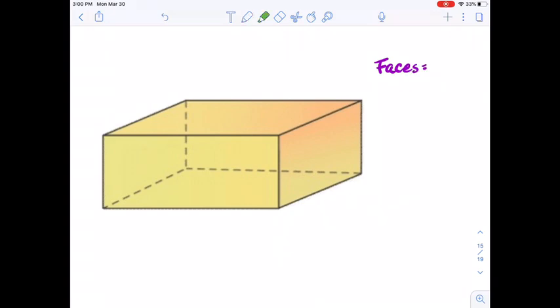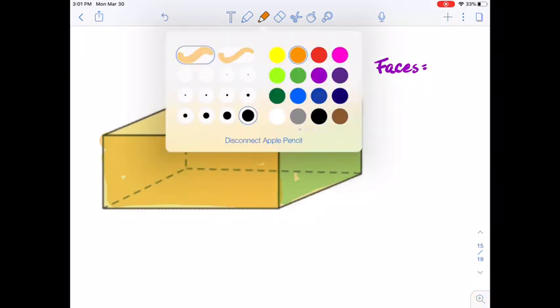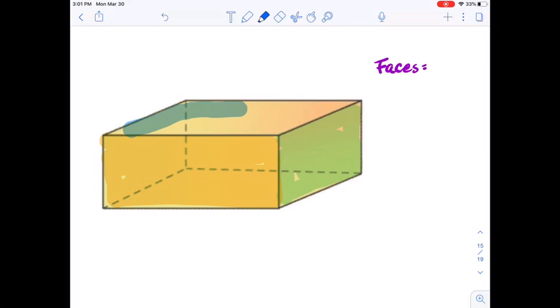Let's see how many faces we have. So let's shade as we go to help us see which ones we've counted. So let's start here. Here's one. Here's two. Now let's look at the top. The top is another face. Here's another face. That's three. Have we counted them all yet? Oh, good job. You remembered that we have to count the back of the shape too.